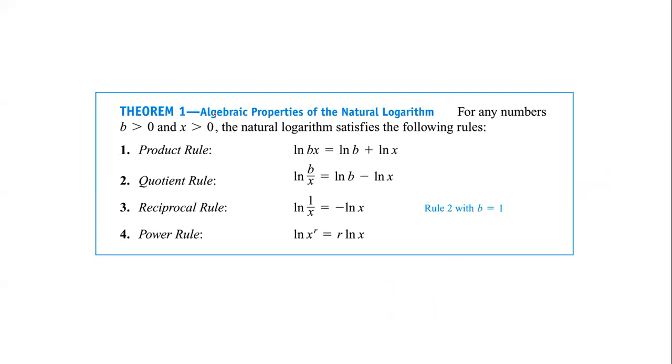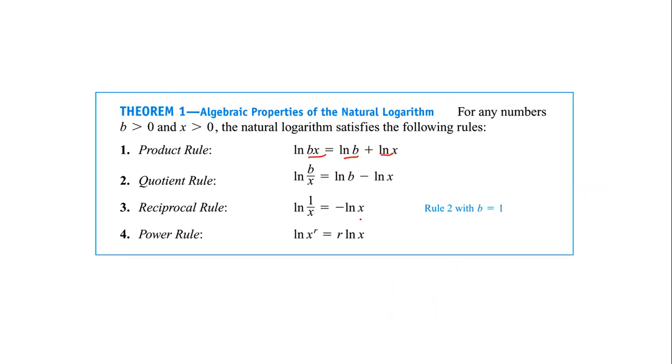Okay, good. Here are the rules. These rules are easy. If you have ln of a constant multiplied by a variable, it equals ln of the constant plus ln of the variable. Ln of the product is the sum of the lns of the two. Ln of the ratio of two is the difference between the lns of the numerator and the denominator.